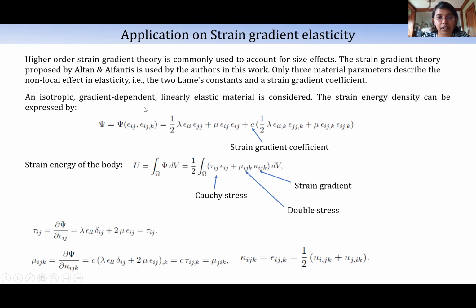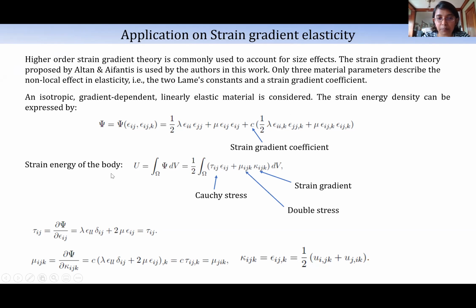Now, an isotropic gradient dependent linear elastic material is considered. The strain energy density can be expressed as half of lambda epsilon_ii epsilon_jj plus mu epsilon_ij epsilon_ji. This is what we normally use in elasticity. The additional strain gradient term is this part, where it is multiplied with the strain gradient coefficient.